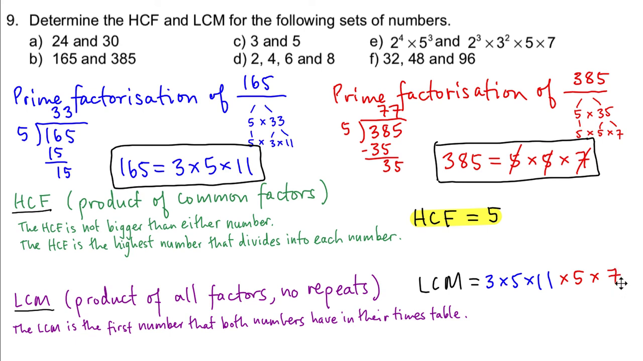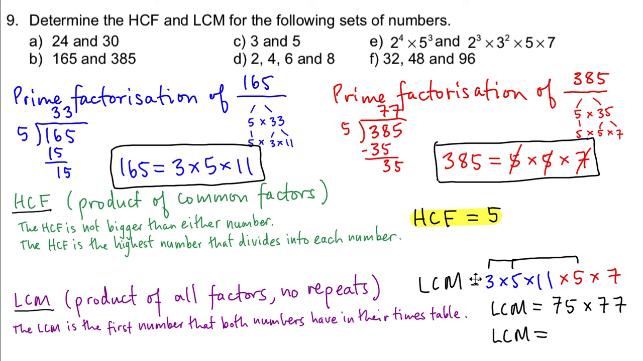So this can be pretty messy to multiply. Nobody said we had to expand it, but if we did, we could expand it by hand or with a calculator. I'm going to multiply it partially. So the lowest common multiple is going to be 5 times 5, which is 25, and then times 3 is going to give me 75, and then 11 times 7 is 77. So 75 times 77 is my least common multiple.